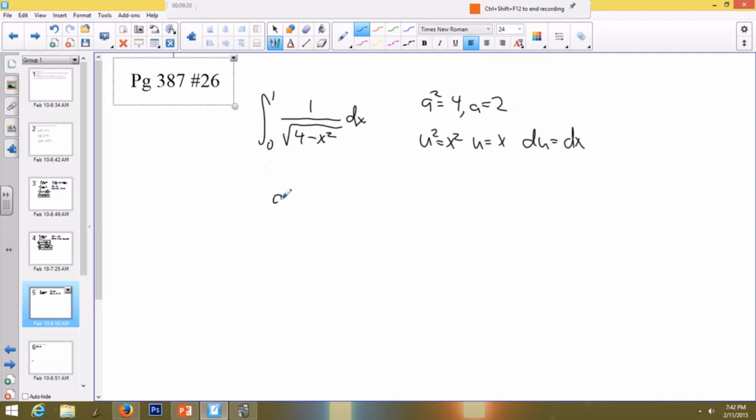So I've got the arcsine of u, which is x over 2. And we don't have a constant, since it's a definite integral, we're not going to have a constant there. We're just going to evaluate from 1 to 0. So it'll be the arcsine of 1/2 minus the arcsine of 0.